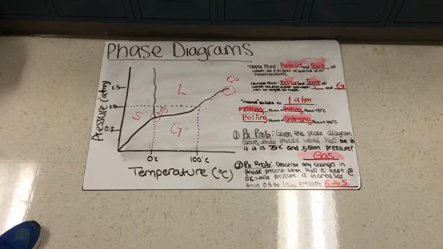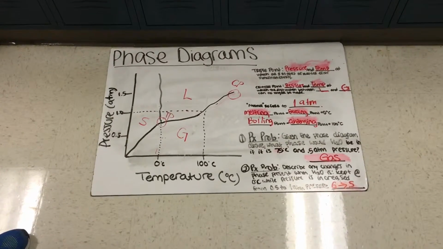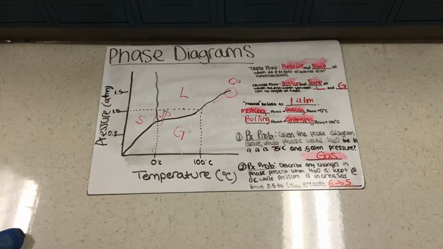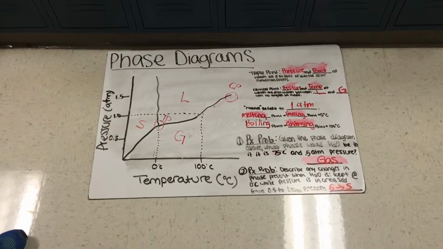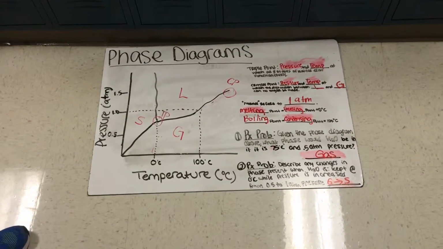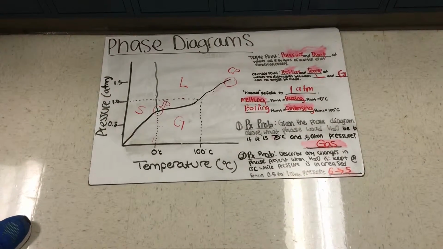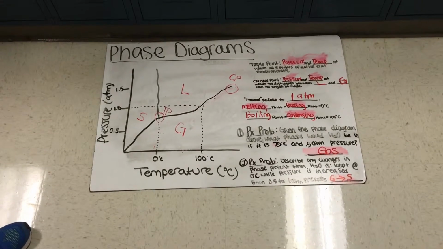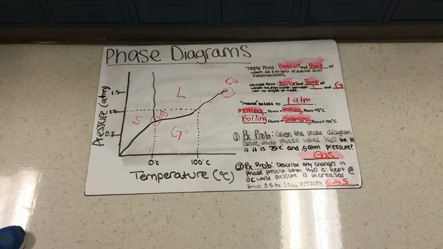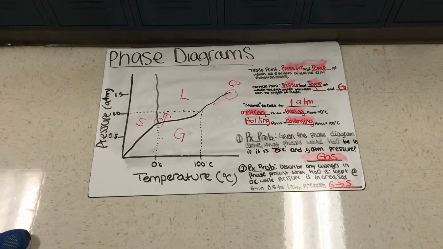Second You Try problem says, using the given diagram, describe any changes in phase present when H2O is kept at 1 atmospheric pressure while the temperature is increased from 0 degrees Celsius to 100 degrees Celsius. Take some time to solve it. You should have gotten liquid to gas for that You Try problem.